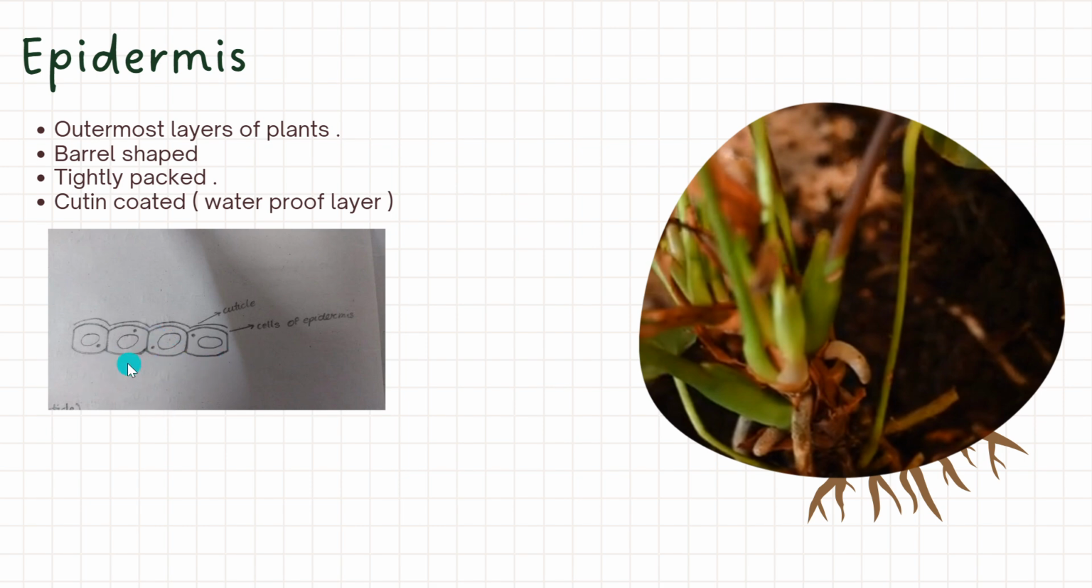And these cells are coated with cutin. What is cutin? Cutin provides a waterproof layer to the plants. That means some plants have cutin on them, some plants don't. But the plants which have cutin have a waterproof layer like a raincoat or umbrella on top of them. And the cells are tightly packed, as you can see. They're barrel shaped also. I hope you understood this.